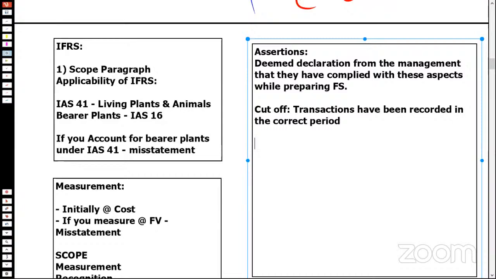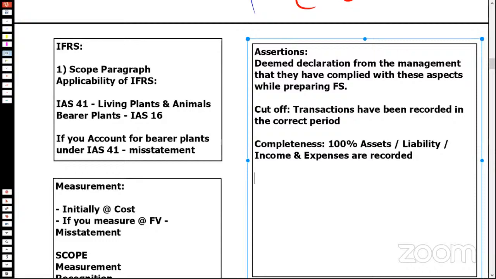Now, what next is there? The next one is completeness. Completeness is that 100% of assets, liabilities, income, and expenses are recorded. So this is going to be considered as completeness.